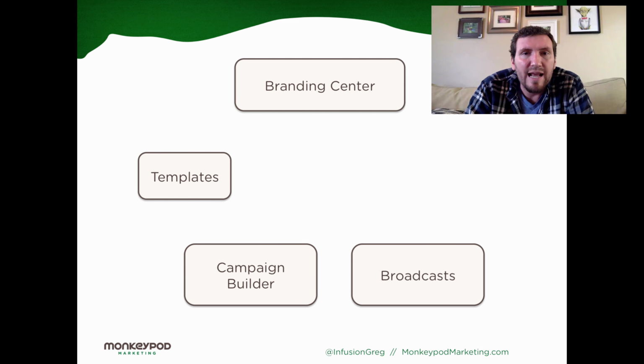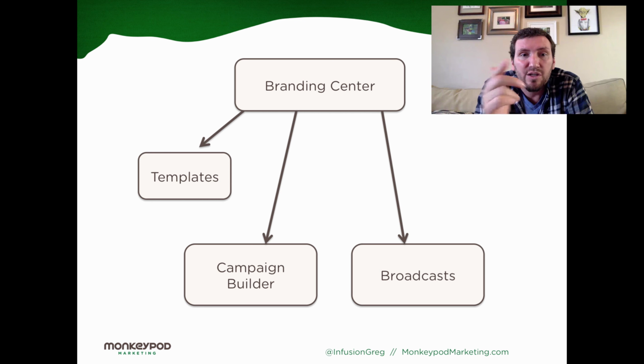Now, the branding center populates your templates, your campaign builder, and your broadcast. When you go to queue up a broadcast, it starts with whatever you have configured in your branding center. And when you go to queue up a campaign email, it starts with whatever you have set up in your branding center as well. So you can actually save yourself a fair amount of time by making your branding center as close as possible to what you're going to ultimately send out. Basically, all you want to do is slap in the copy and change as few things as possible so that your email is ready to go.